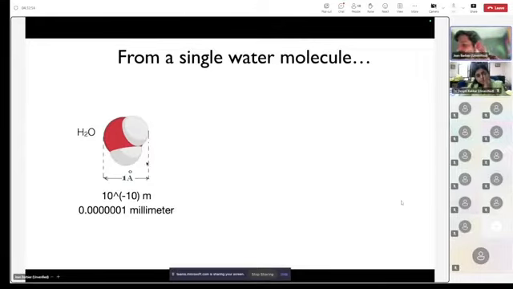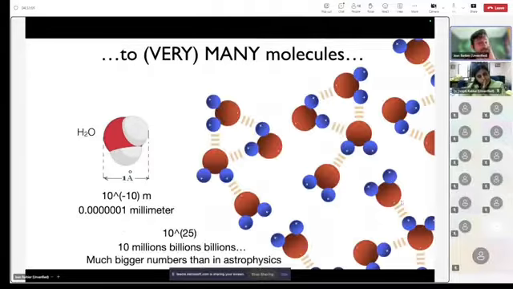So in physics, the typical systems you're interested in are water, molecules, things like this. They're very small objects, but you put tons of them together, of the order of the Avogadro number, which is orders of magnitude bigger than the numbers appearing in astrophysics. This is much bigger, for example, than the number of stars in the galaxy or things like this. So these are really big numbers.